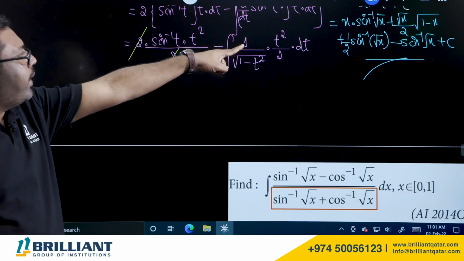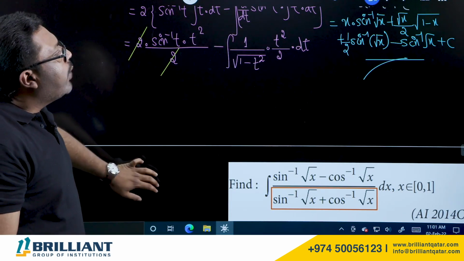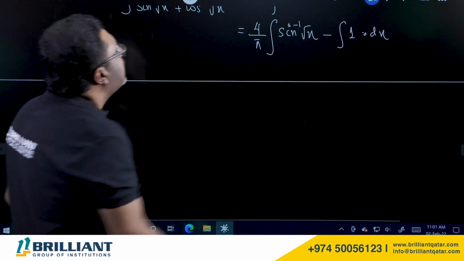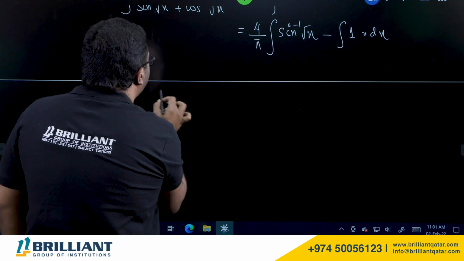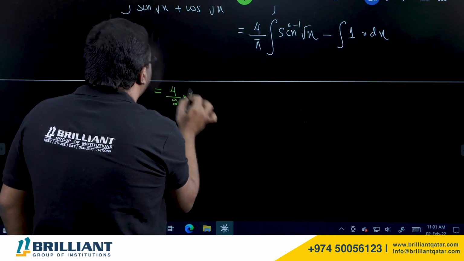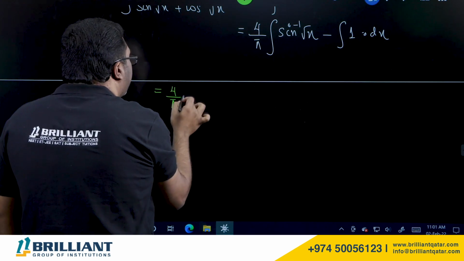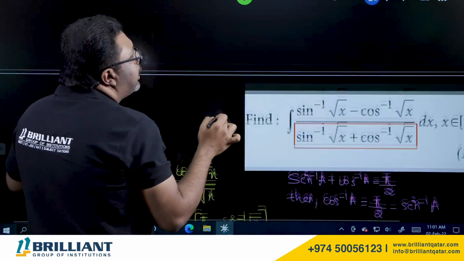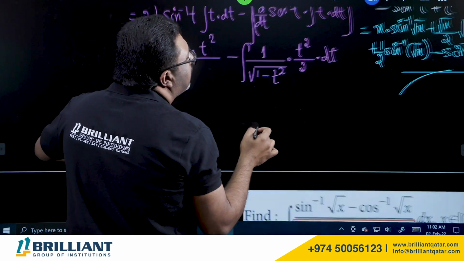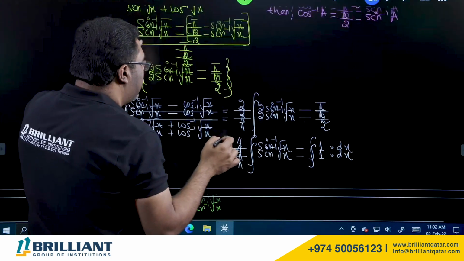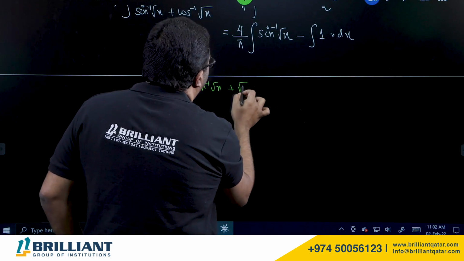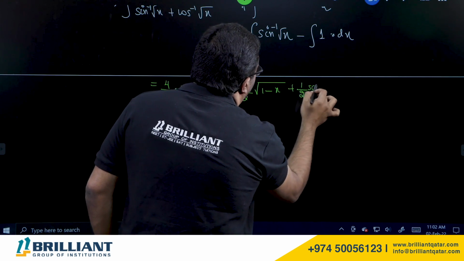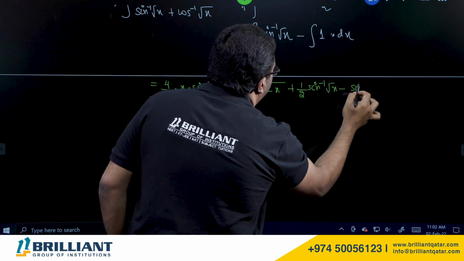x sine inverse root x plus root x by 2 root of 1 minus x and 1 by 2 sine inverse root x minus sine inverse root x plus c. So that I will simplify it now. That is equal to 4 by pi into x sine inverse root x plus root x by 2 root of 1 minus x, plus root x by 2 root of 1 minus x plus half sine inverse root x minus sine inverse root x plus c.